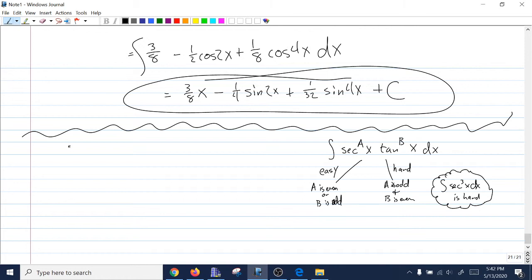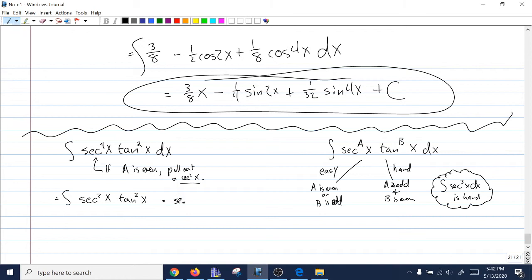Let's try one where A is even. If I have the integral of secant to the 4th x tangent, what's the hard thing for B? We'll make that one even too. Secant to the 4th x tangent squared x dx. Alright, if A is even, I can pull off a secant squared. I like this even because I like 2. Secant squared I know is the derivative of something. Maybe I don't remember right away what it's a derivative of, but I have a second to remember while I pull it off. Secant squared x, yeah, that's the derivative of tangent.